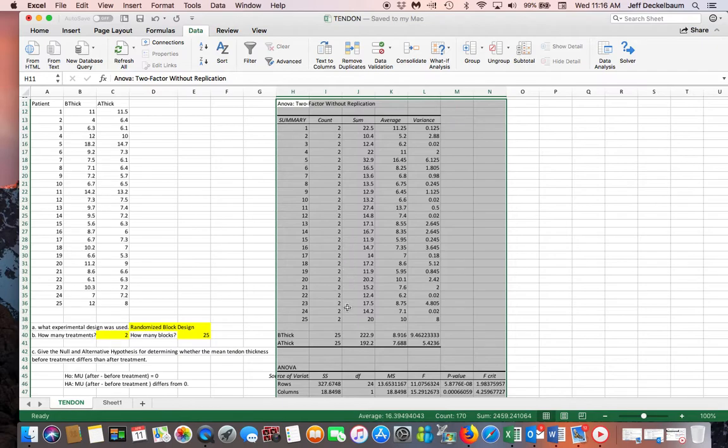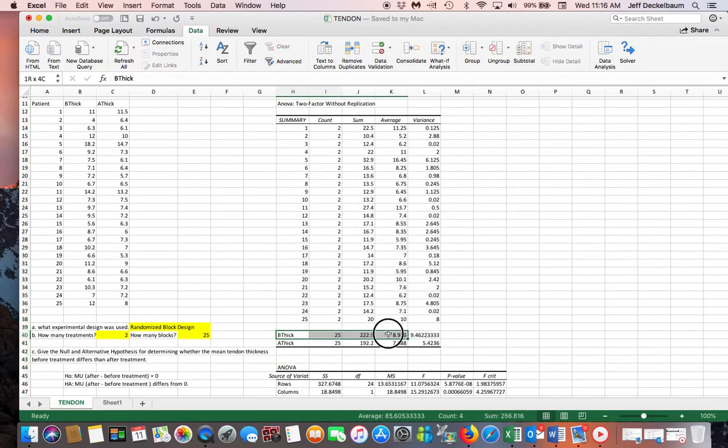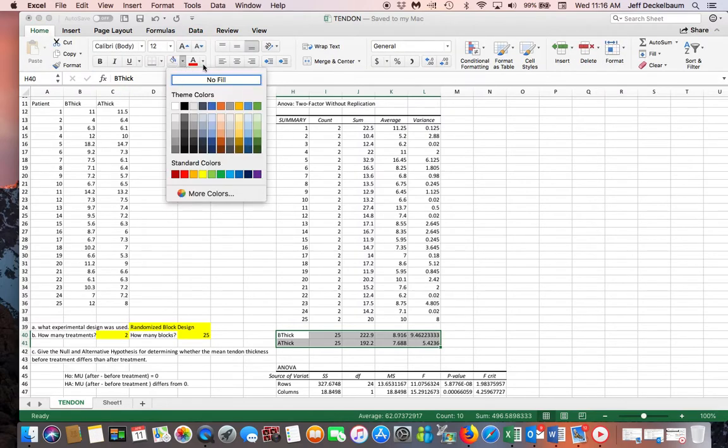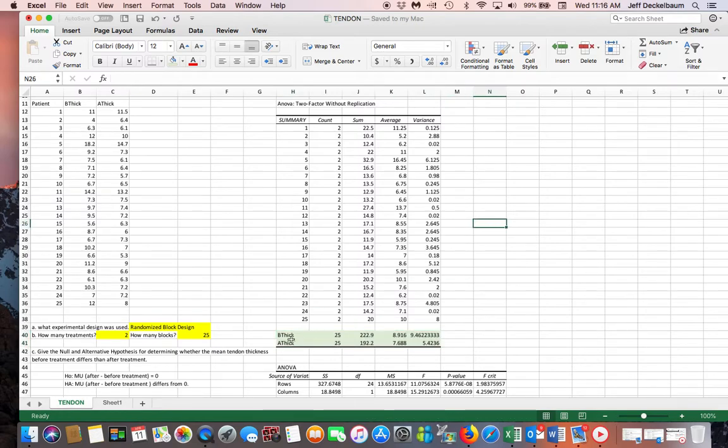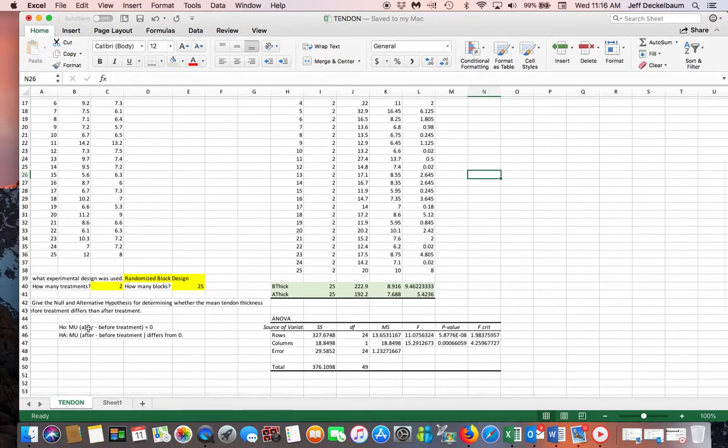And then if you come down here to the bottom, you'll see a before and after thickness row. And I'll just come back here and highlight it. Basically what it is telling us is, one, we have 25 data points, which is consistent with the fact that we have 25 patients. And we see that the before thickness is about 9 millimeters compared to the after thickness of about 7.7 millimeters, and that reflects the 25 patients. So when we do our hypothesis testing, we want to know if this difference is statistically significant.